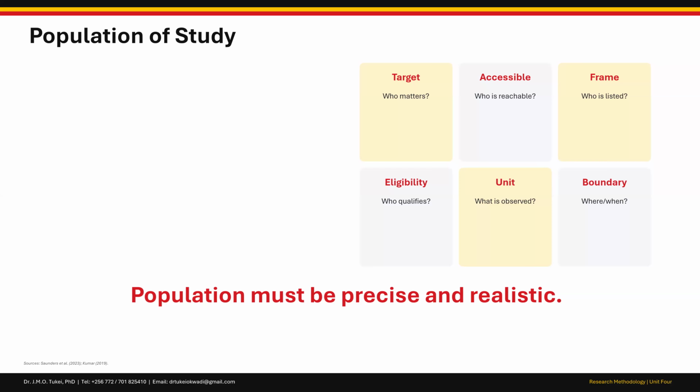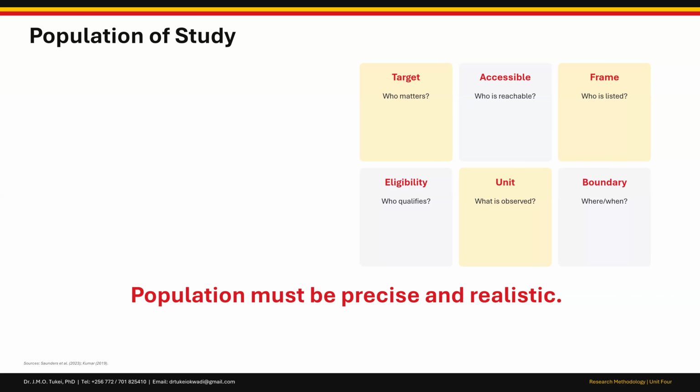But again, I want us to understand that a population must be specific. A population must be time-bound and relevant to the study. And it must have what I would call SMART objectives in general. Colleagues, a vague population weakens sampling, sample size determination, and generalization of findings. This is very important. Colleagues, the population must be precise and realistic. That's what you ought to understand.